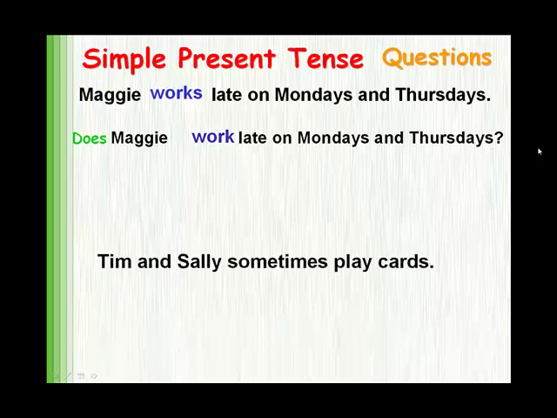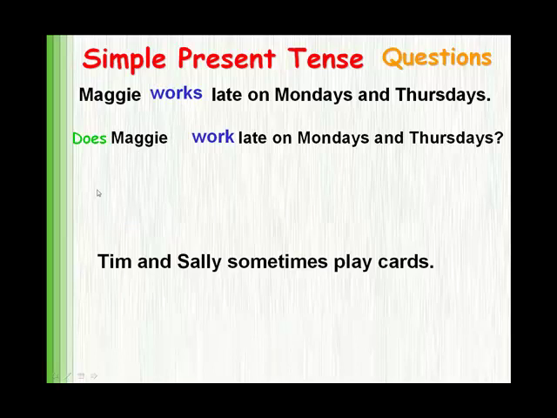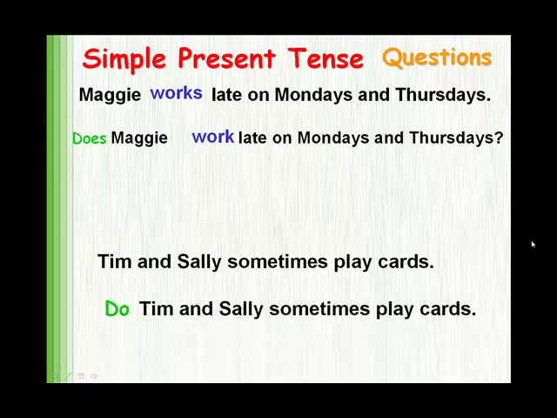Another example, Tim and Sally sometimes play cards. This is the affirmative sentence. It has no S because it's Tim and Sally, it's more than one person. So our question would be, do Tim and Sally sometimes play cards? So we use do for the question and no S for the verb.